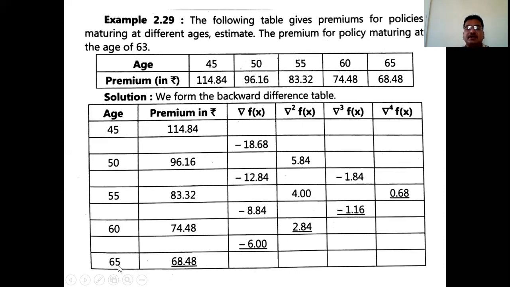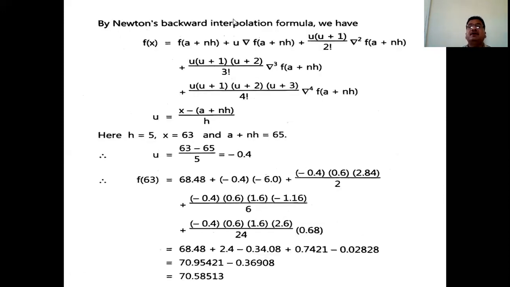Then 65 is f of a plus nh. This is a plus nh, 65 means, and this 66.48 is f of a plus nh. This is del f of a plus nh. This is del square f of a plus nh, and all the remaining values. Then write the general formula, the backward interpolation formula, and substitute the value of u.